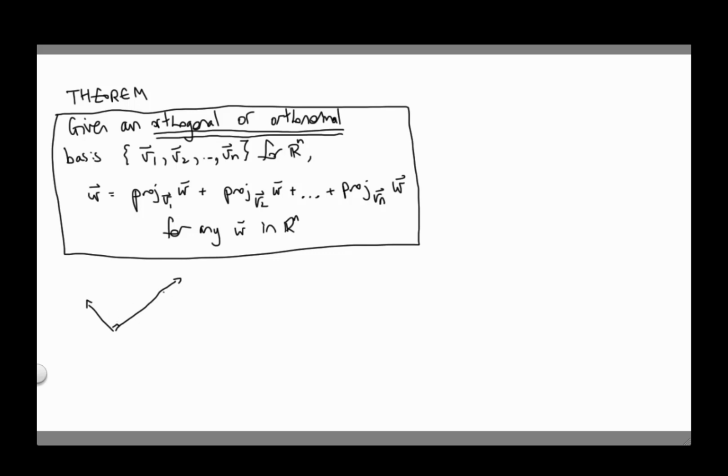And now imagine taking any vector W in R2. So let's say this is W. These guys are the basis vectors, so we'll call them V1 and V2. So what this is saying is that it's good enough just to project W onto your two basis vectors. So let's project onto V1 first. Remember, you just look at the shadow of W.